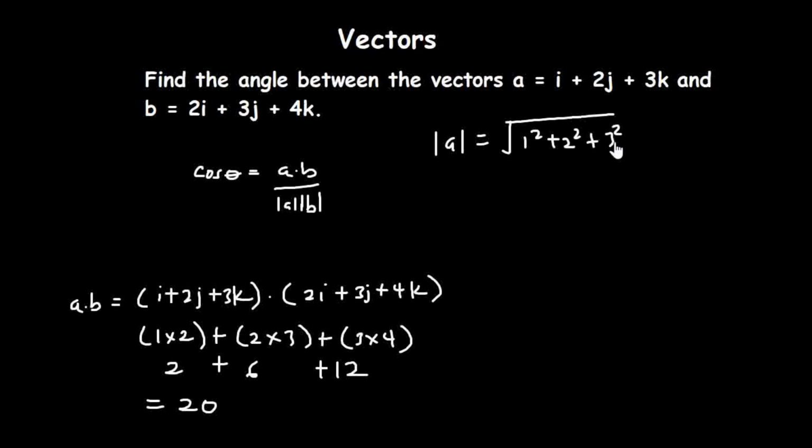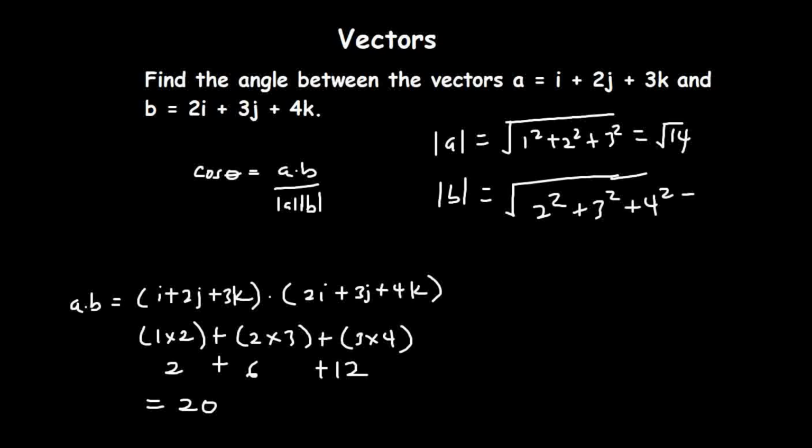Let's see the value of that. That will give me the square root of 14. Now let's take the absolute value of vector B. To calculate the magnitude of vector B, that will be equal to the square root of 2 squared plus 3 squared plus 4 squared, which is the square root of 29.